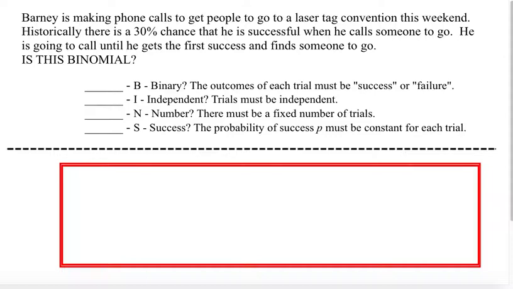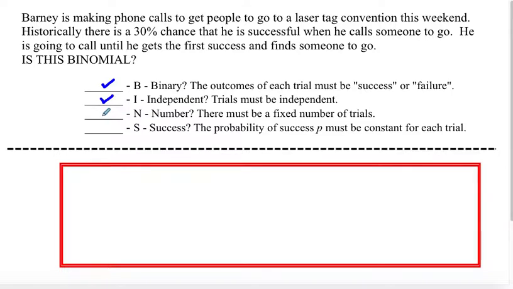So my question is, is this binomial? Can we check off each of these letters in BINS? We're going to start with B for binary. Do we have a success and do we have a failure? Well, he's trying to call people to go to the laser tag convention. So a success would be if someone wants to go with him, and a fail would be if they don't. So that checks off. Then I is independent. Is each trial independent? A trial is a phone call. So yes, I would say that each phone call is independent of the other phone calls.